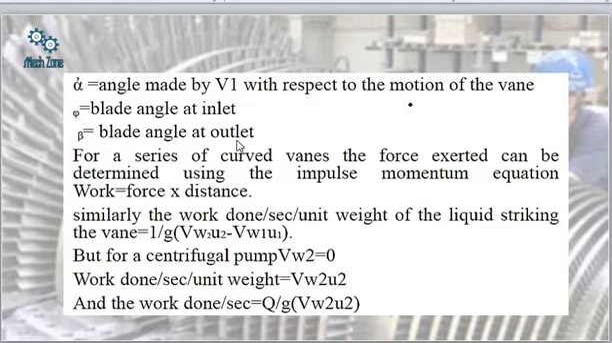Now work, as we all know, is equal to force into distance. For the centrifugal pump, Vw1 is equal to 0, meaning radial flow at inlet. So the work done per second per unit weight would be Vw2U2, and the work done per second comes out to be Q upon g into Vw2U2. Vw2U2 would be 0 if we are having a radial flow at the outlet section.